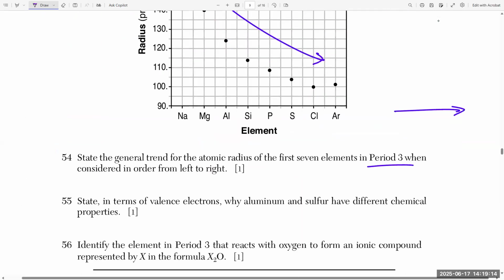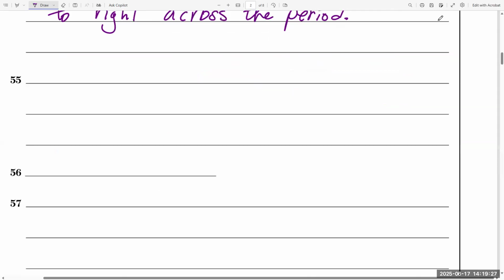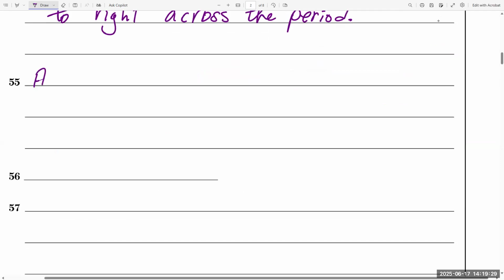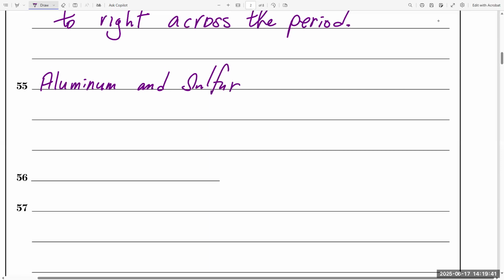State, in terms of valence electrons, which means we have to use this word, why aluminum and sulfur have different chemical properties. Now, this has nothing to do with aluminum and sulfur specifically. It just asks why two different atoms have different chemical properties. So you would say aluminum and sulfur, what do we know about their valence electrons? Are they in the same family? They're not, because aluminum is a metal and sulfur is a nonmetal.